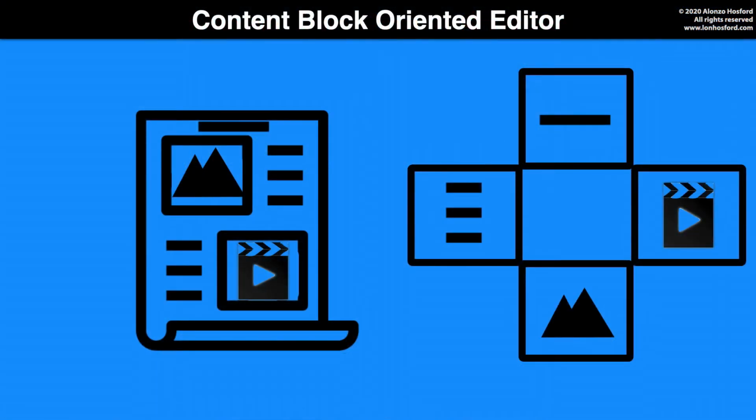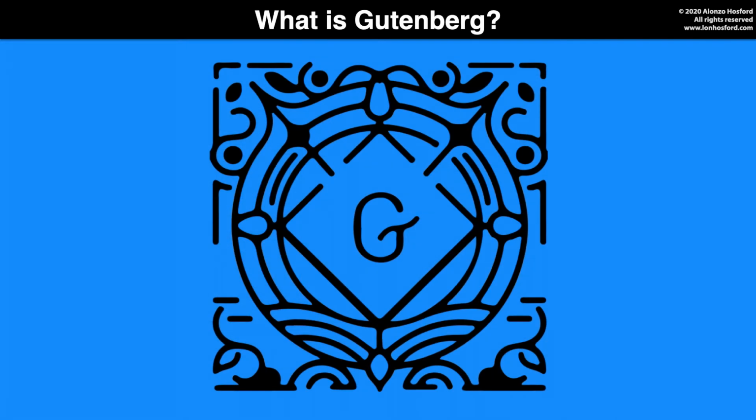WordPress includes a powerful editor to enter and manage your website's post and page content. The editor divides content into collections of discrete block elements, such as paragraphs, images, and videos. For this reason, it is sometimes called a block editor. The latest version of the editor was called Gutenberg when it was being developed. The previous editor was called the Classic Editor.